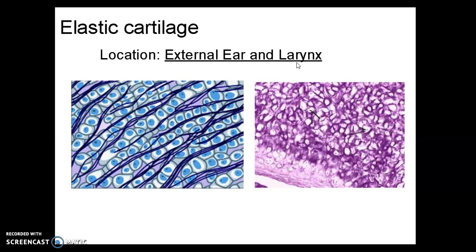And then your external ear. It's stretchy, it's elastic because it's made of that elastic cartilage. And again, we see the lacuna and the cartilage cells within those lacuna and all the elastin fibers throughout.